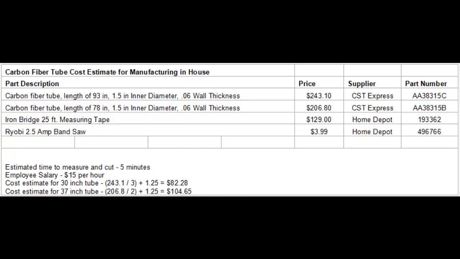Because the Strider project does not have the current funding to create all of these parts a second time, it would be impossible to create a cost estimate. Because of all the reasons mentioned above, it was determined that an in-house cost estimate would be able to be done for the carbon fiber tubes, as they are relatively easy to make.